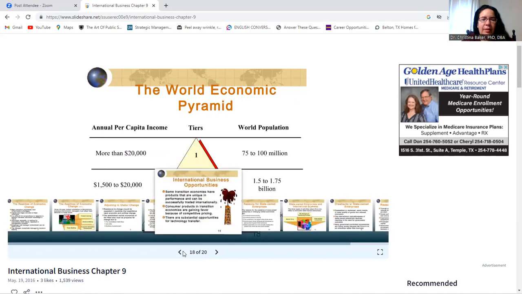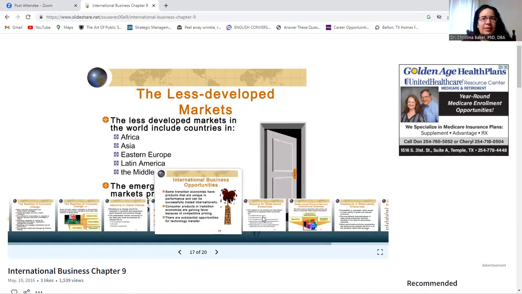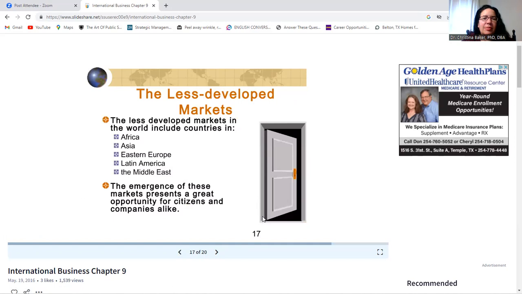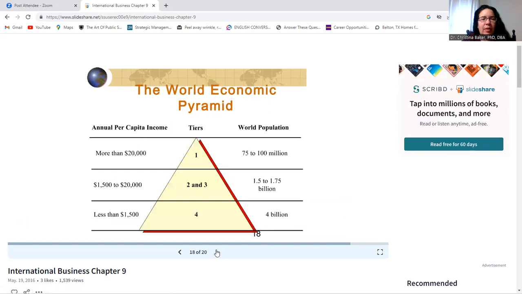We have the less developed markets. The less developed markets could be in continents and regions like African countries, Asian countries, Eastern European countries, Latin American countries, and the Middle East. The emergence of these markets represents great opportunity for citizens and companies alike. Here's the annual per capita income in the tiers and world population. This is a nice pyramid to describe that.